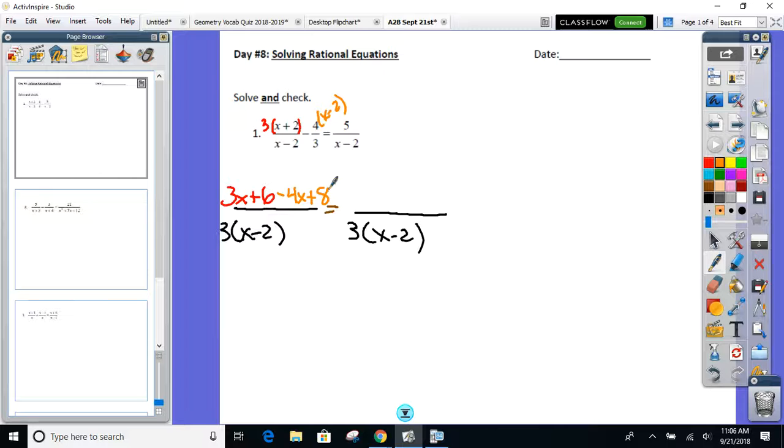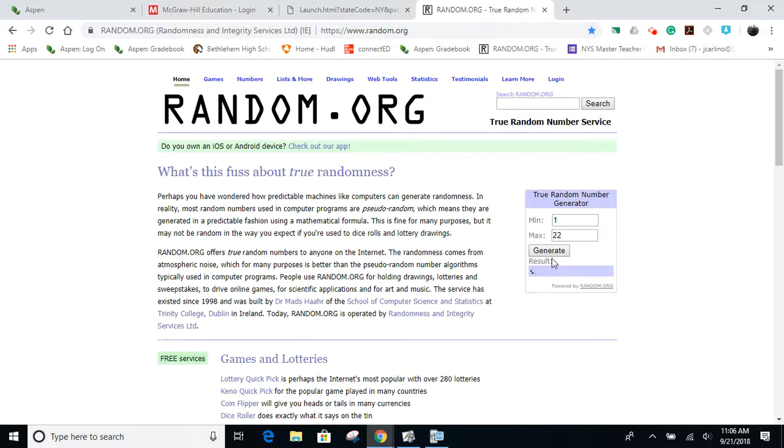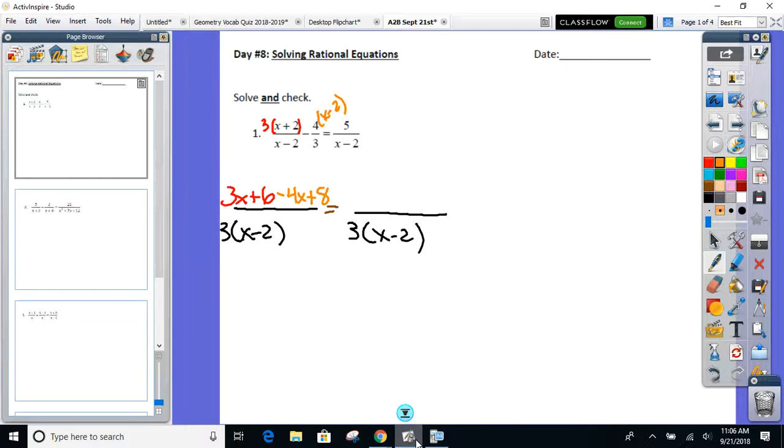Last fraction. What's it missing? What do I still have to multiply by? Last fraction. Here we go. 17. What do we got to multiply that one by? X minus 2. 3 times x minus 2. 3. So this will turn into 15.